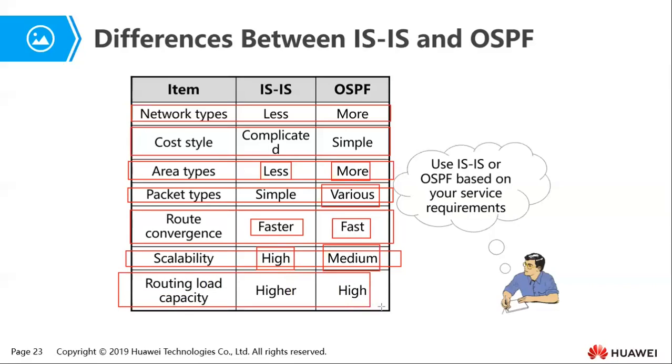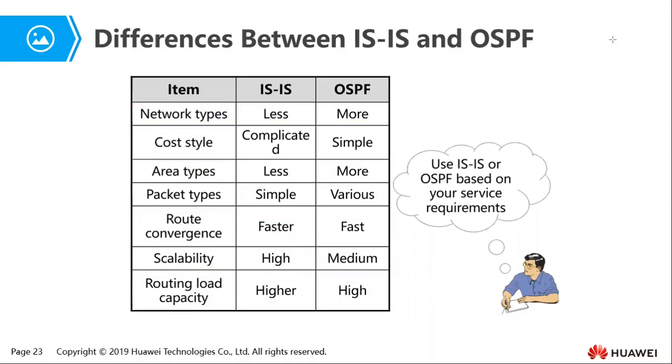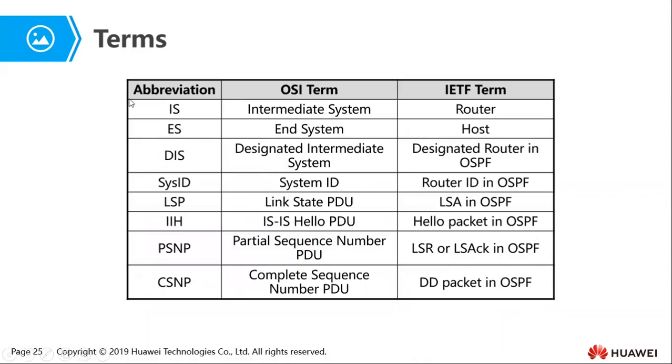Then the routing load capacity. This one is high, but this one has more routes in each router. So you need more powerful routers in terms of their processing power and also storage space. So those are some of the issues that you should understand about those two protocols.